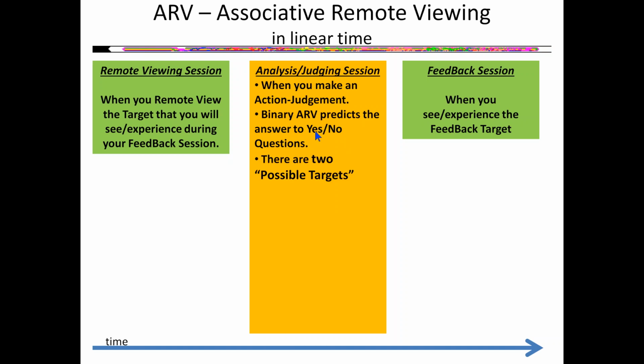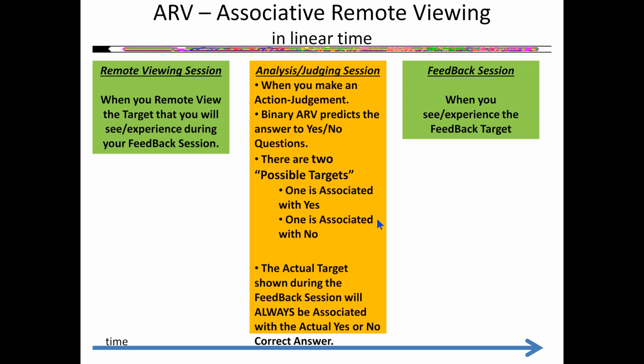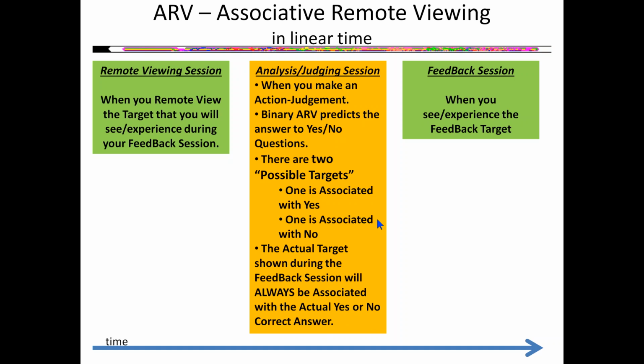Now, once you appreciate that we're asking a question which can go only one of two ways, we now make the association with two possible targets. One target's associated with yes. The other target, guess what, is associated with no. The actual target will always be the one that happens. These are possible targets. The actual target shown during the feedback session will always be associated with the actual yes or no. So over here, you will see the target associated with yes or no.